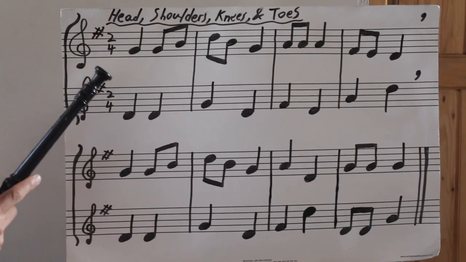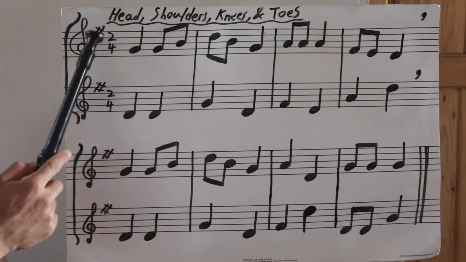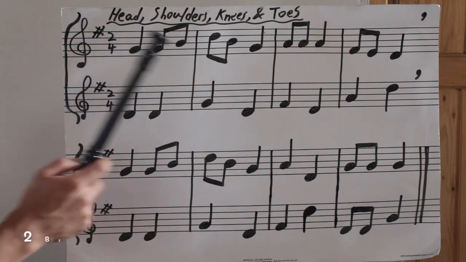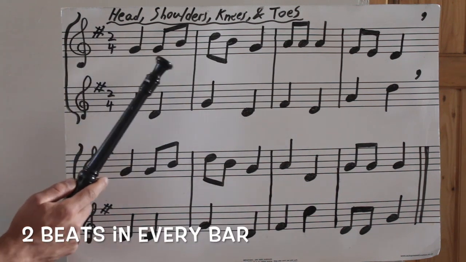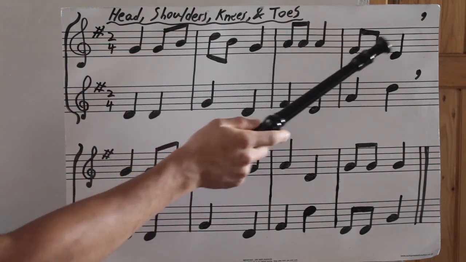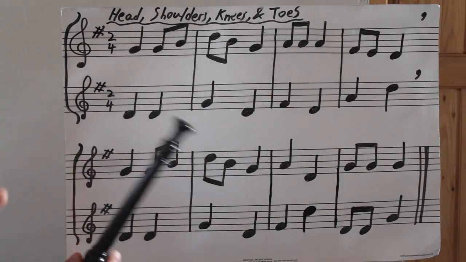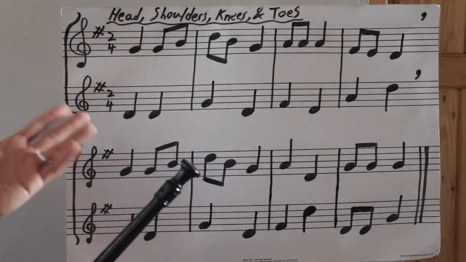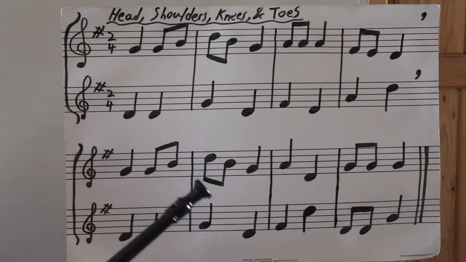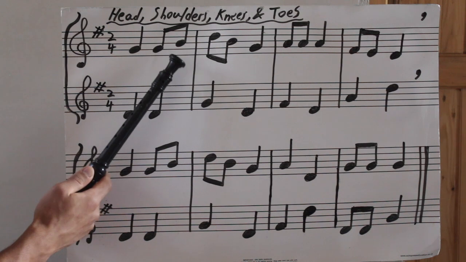Alright, so if you look at our rhythm, the first thing you'll notice is that we have a time signature of 2/4, meaning 2 beats in every bar. So here we have 1, 2, 1, 2, 1, 2, 1, 2, 2 beats in every bar. And this is pretty simple because we only have 2 types of notes in the whole piece. Not 2 notes like A, B, C, D, F, G, but 2 types of notes. We only have a quarter note and an eighth note right there.